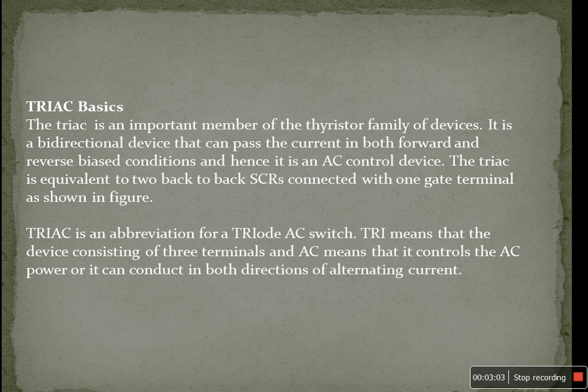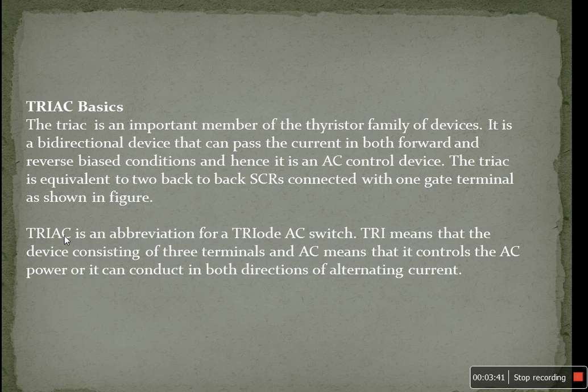The triac is an important member of the thyristor family. The SCR, triac and diac are all thyristor family devices. It is a bidirectional device that can pass current in both forward and reverse bias directions, and hence it is an AC control device. It will allow current in both directions. The triac is equivalent to two back-to-back SCRs connected with one gate terminal, as shown in the figure.